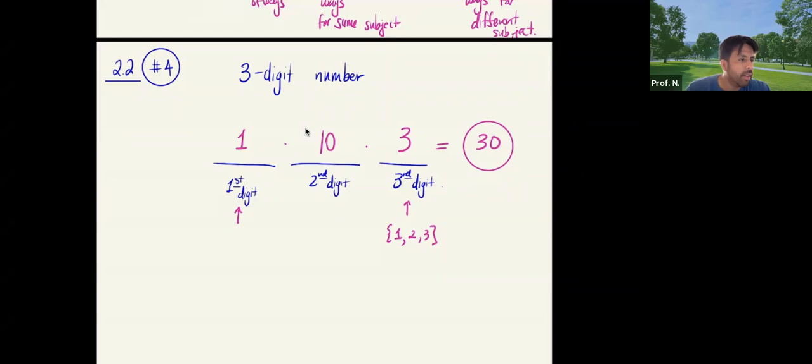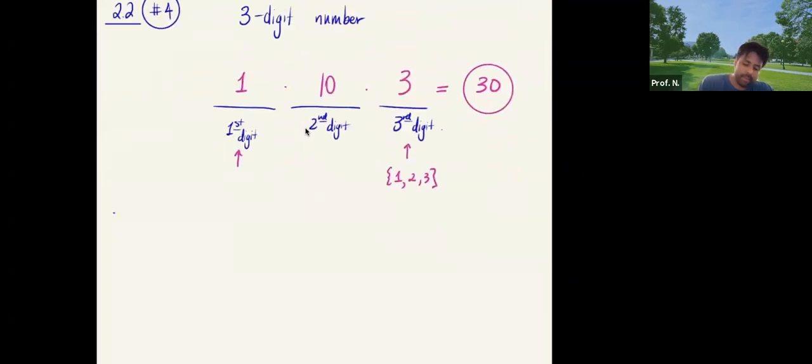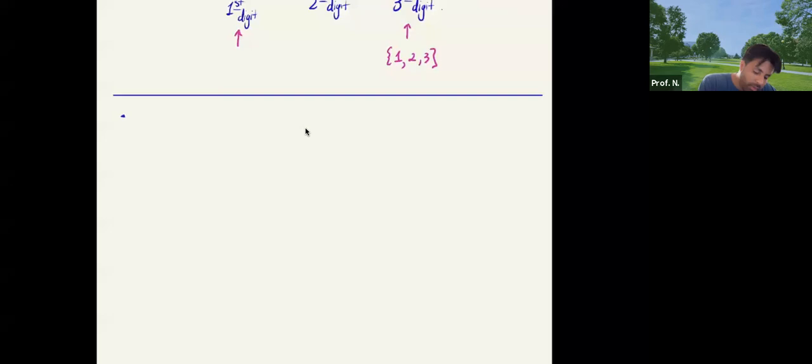Okay, 3.1, number 3. Let's see what 3.1 is. Okay, no problem. Let's do that. So these are typical counting questions. 3.1, number 3 is very typical.